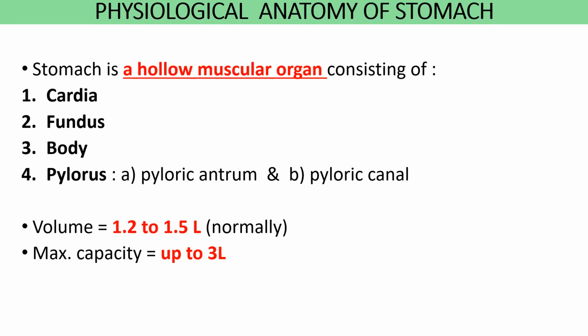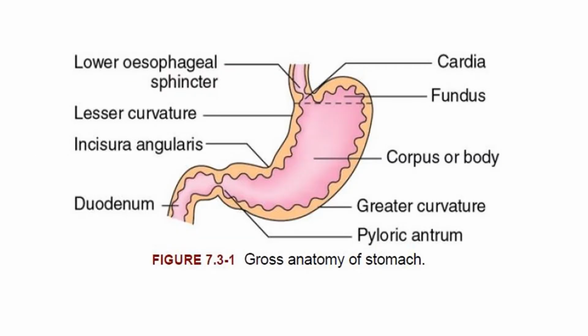The volume of stomach is normally 1.2 to 1.5 liter, and the maximum capacity of stomach to accumulate food or liquid is up to 3 liters. Here you can see a diagram which shows the gross anatomy of the stomach.